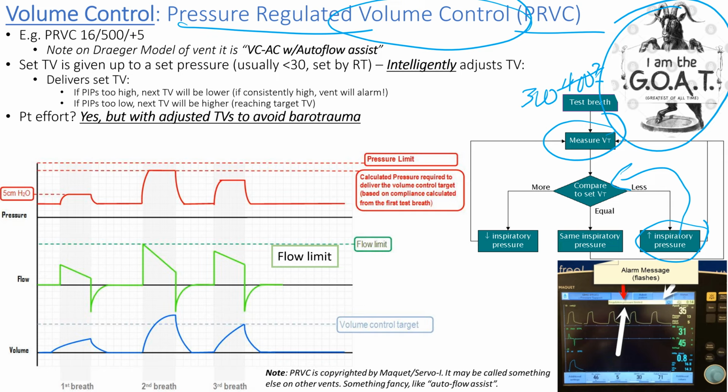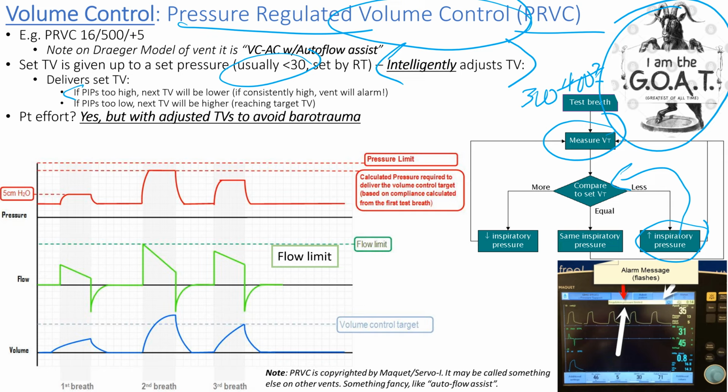Okay. So the RT sets, of course, the volume and the mode, but they also set the rate, right? Usually 30, 35, 40, and it will intelligently adjust the tidal volume based on what pressure they set. If the PIPs are too high, the next tidal volume is lower. If the PIPs are too low, the next tidal volume is higher. So I say, hey, I gave 400, why are you giving 450? Because you got a lot of room. You made a mistake, right?